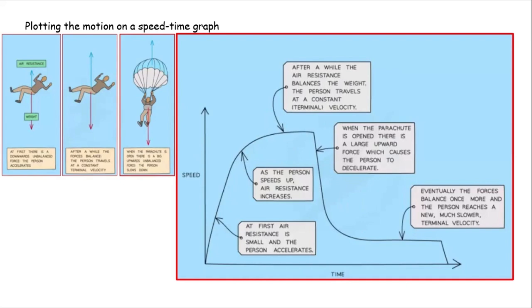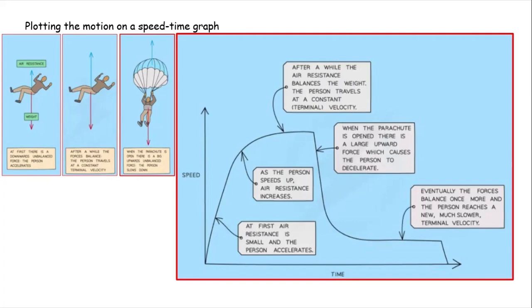First, air resistance is small and the person accelerates. Next, as the person speeds up, air resistance increases. In the third part, after a while, the air resistance balances the weight, and the person travels at a constant terminal velocity. Thereafter, the parachute opens. When the parachute is open, there is a large upward force which causes the person to decelerate. Eventually, the forces balance once more and the person reaches a new, much slower terminal velocity. That is the final horizontal part.